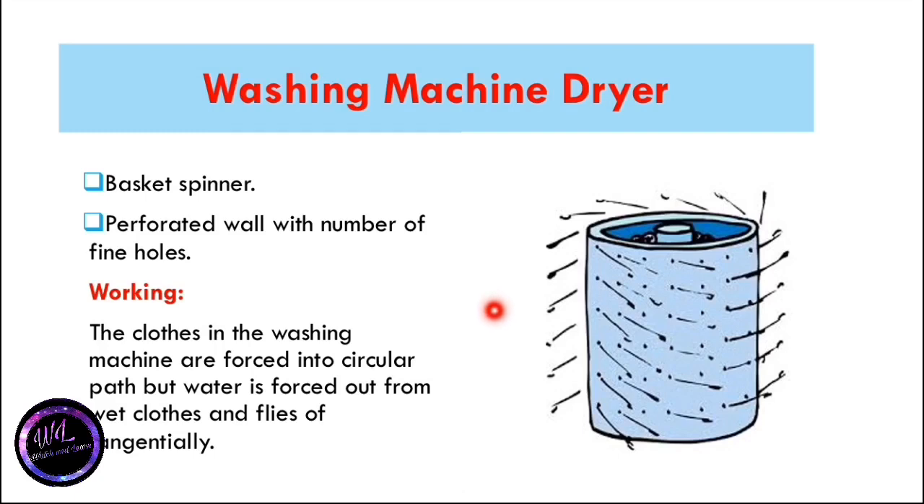Let's see the working. As you put the clothes in the cylinder and close the lid of the cylinder, when the spinner or the washing machine dryer spins at very high speed, what would happen? The water from the wet clothes is forced out through these holes. Why? It's because of the lack of centripetal force. How? The cylinder applies a force to the clothes, pushing them towards the center.